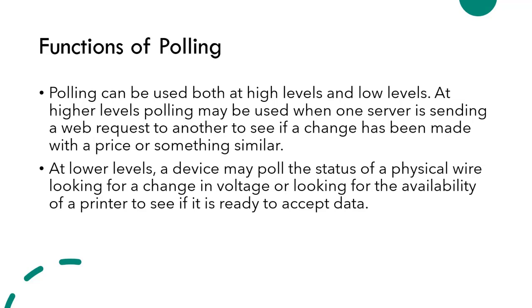The functions of polling. Polling can be used both at high levels and low levels. At higher levels, polling may be used when one server is sending a web request to another to see if a change has been made, with a price or something similar. At lower levels, a device may poll the status of a physical wire, looking for a change in voltage, or looking for the availability of a printer to see if it is ready to accept data.